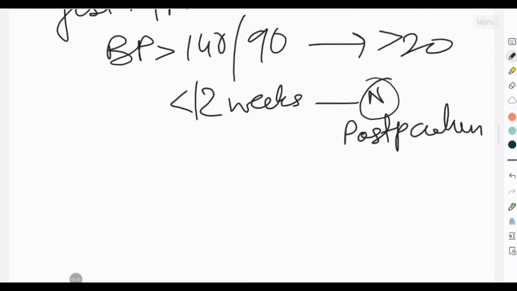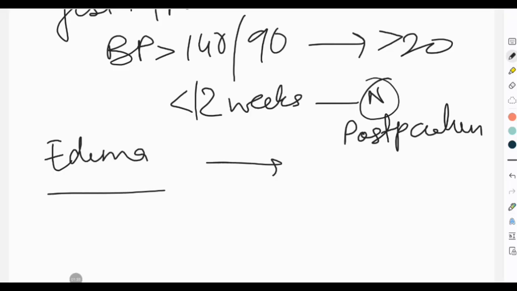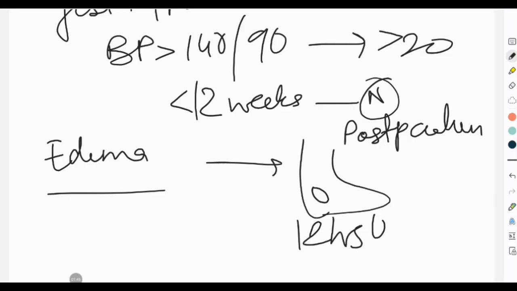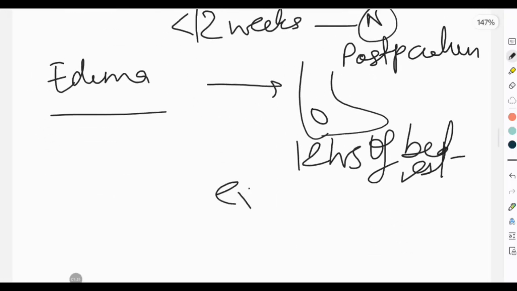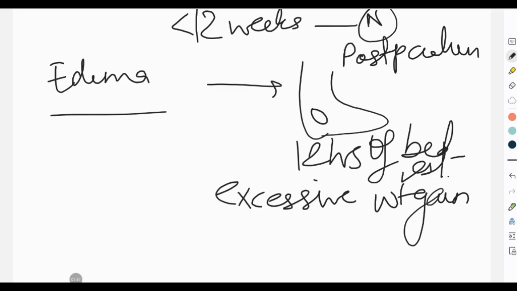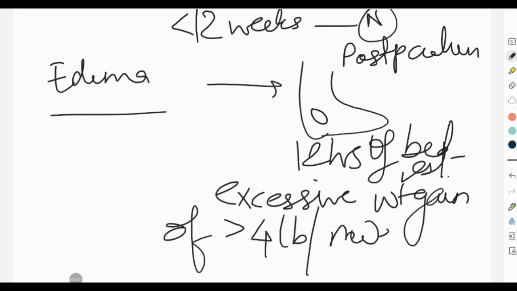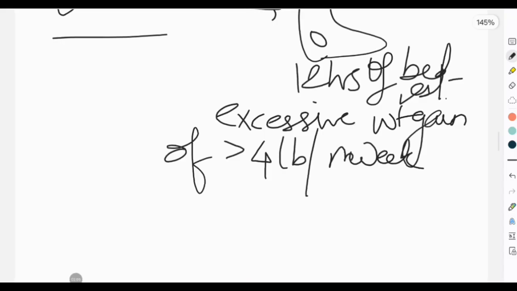Okay, then there is also some definition of edema. There is pitting edema over the ankles, so this is the leg. So there is pitting edema over the ankles after 12 hours of bed rest, or excessive weight gain of more than 4 lb per week, which comes under one criteria of preeclampsia.